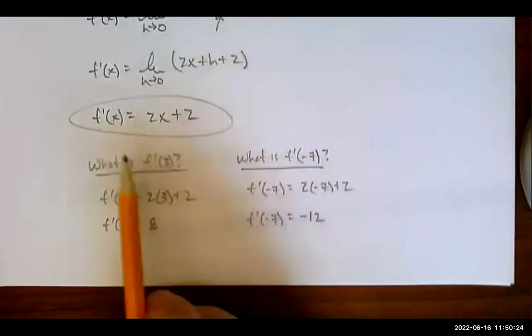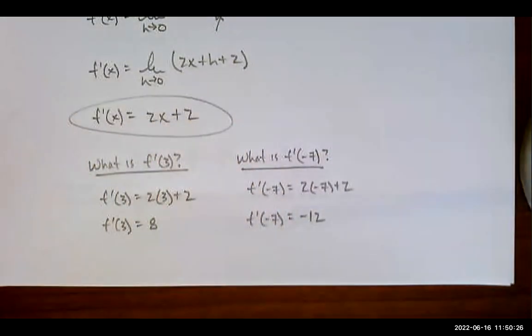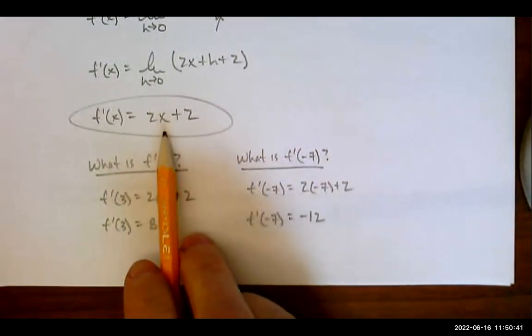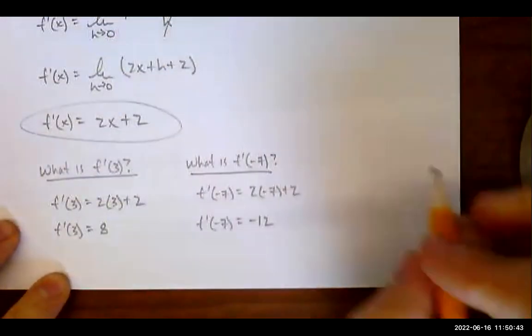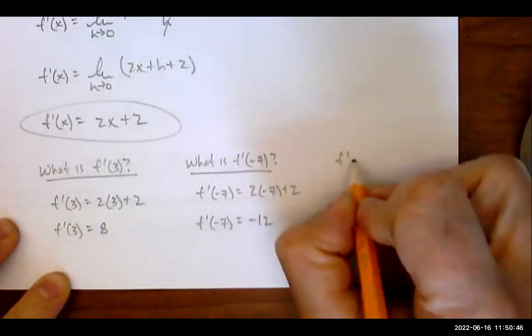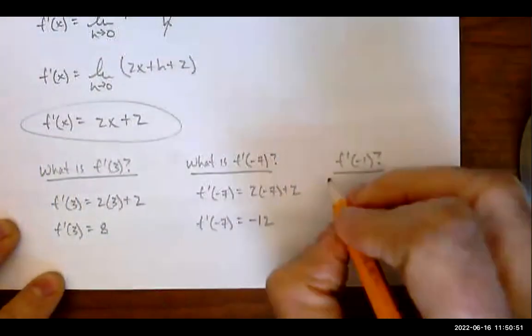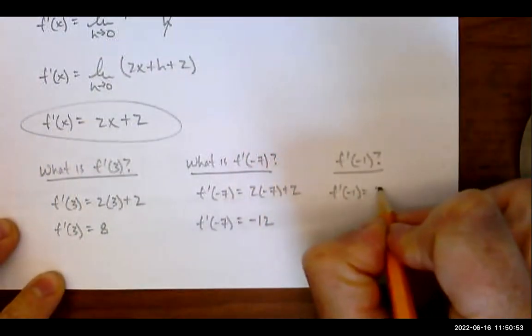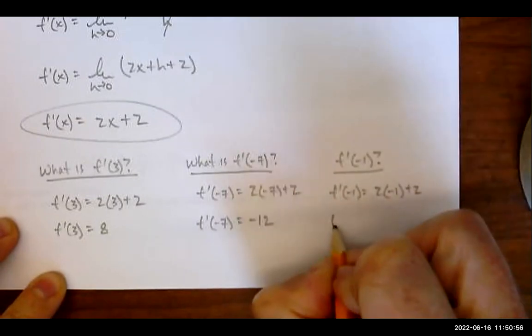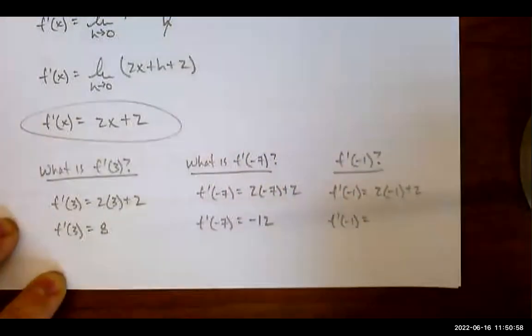And I could do that for any x value. Immediately, I can know the slopes of tangent lines anywhere I like. Okay, very cool. Hey, there's one kind of interesting one. What about f prime of -1? What's interesting about that? F prime of -1, 2 times -1 plus 2. Okay, that would equal 0.